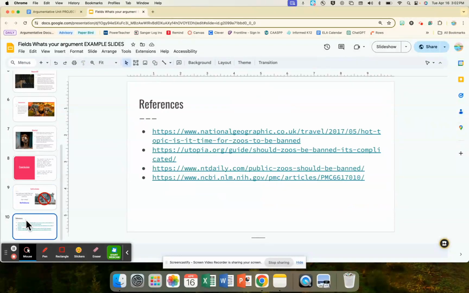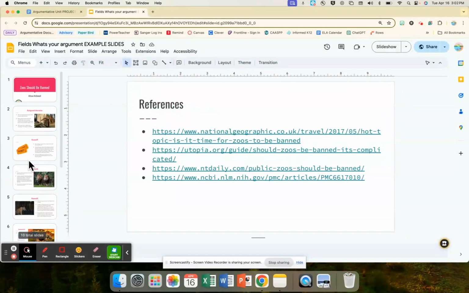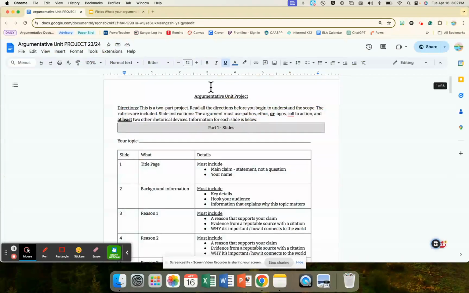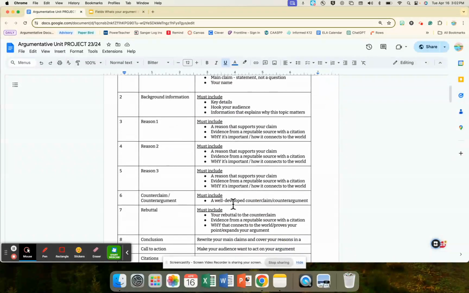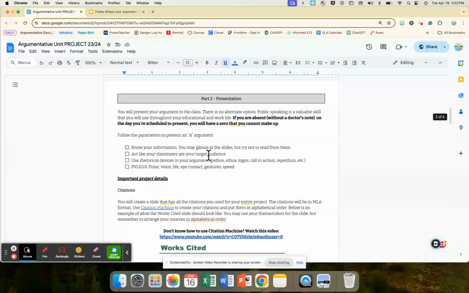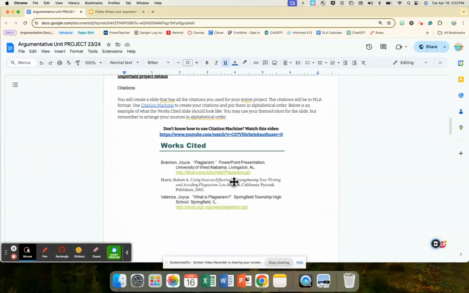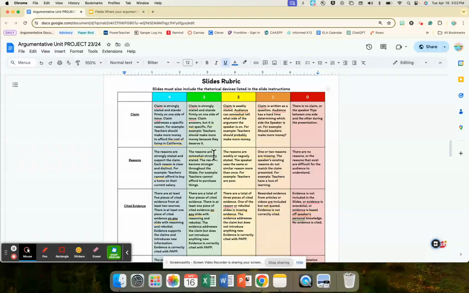And then last but not least at this point, references. Okay. So these are all clickable links on your document. I'm going to go back to the document here. I'm going to run through it real fast. We have our argumentative unit project, your topic, what every slide should include, presentation. We'll go over this later, but this is about what you're going to present. This is your slides rubric. So if you look over this, it is telling you exactly how to get an A. Those slides I showed you, it's probably like a 3 or 3.5. It might be a 4 in some cases, but you might look through it yourself.